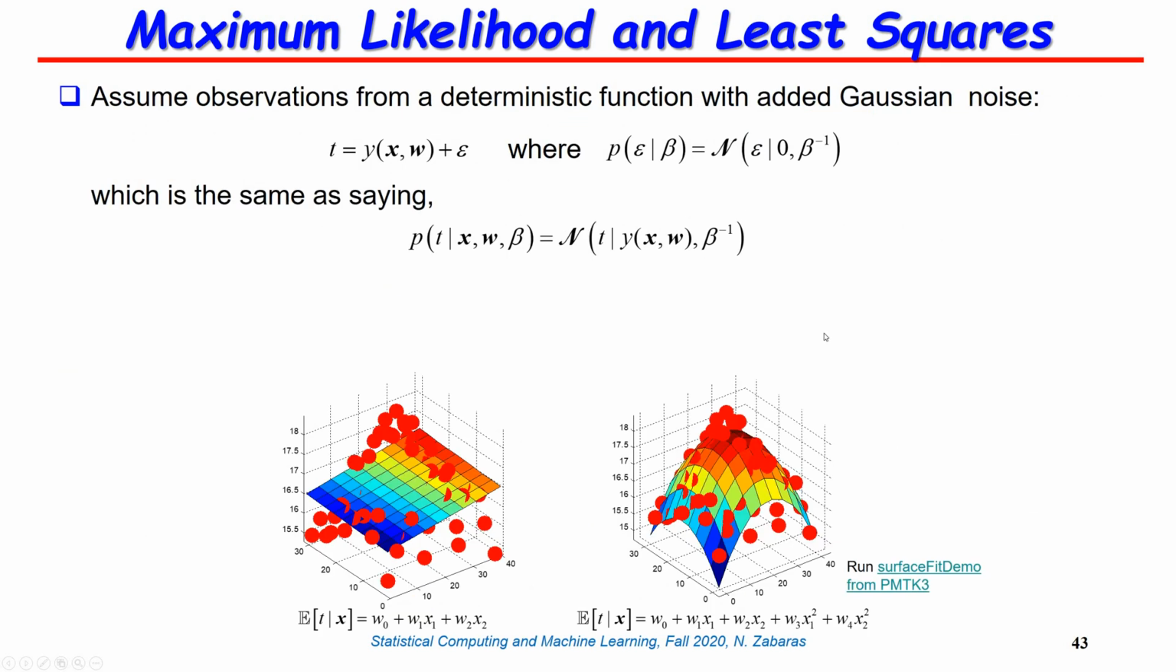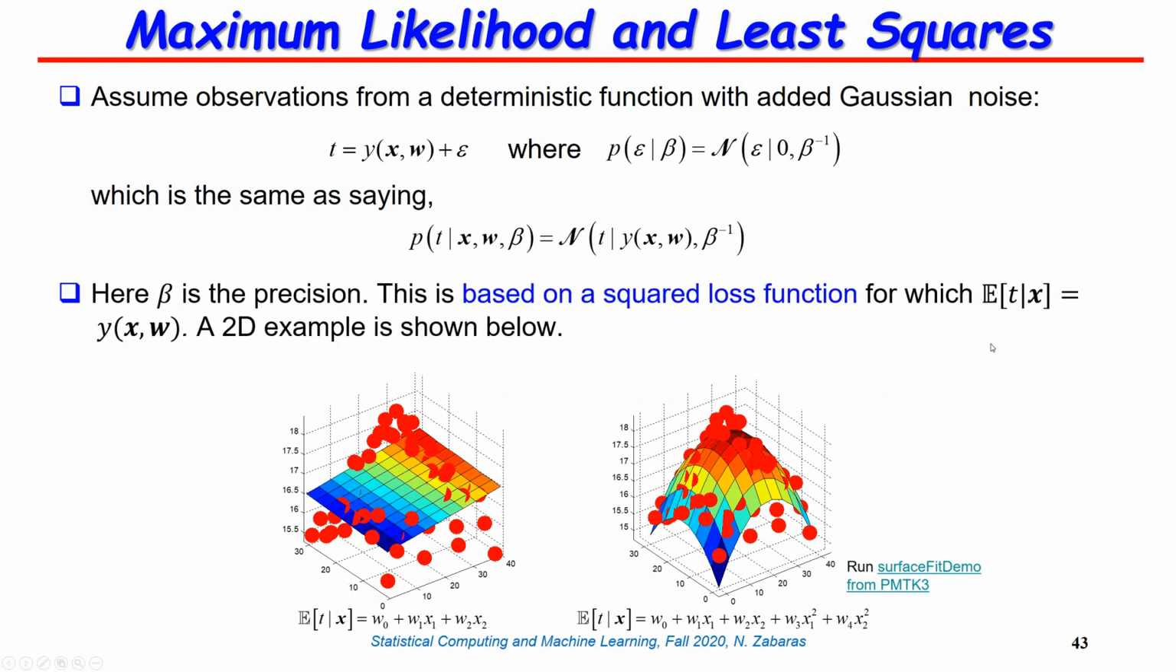Now, a few more examples of maximum likelihood estimation. On the left, you see a fit of a linear polynomial in 2 dimensions, x1 and x2. And on the right, you see a fit of a quadratic regression function. In both plots, you see what the regression function looks like.